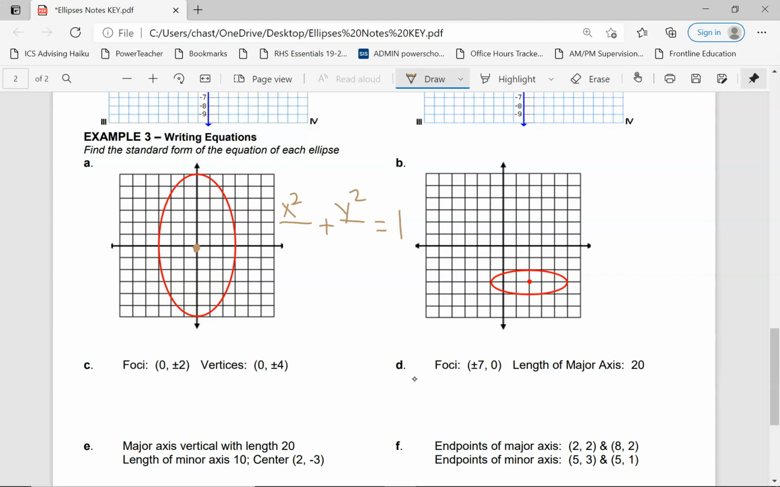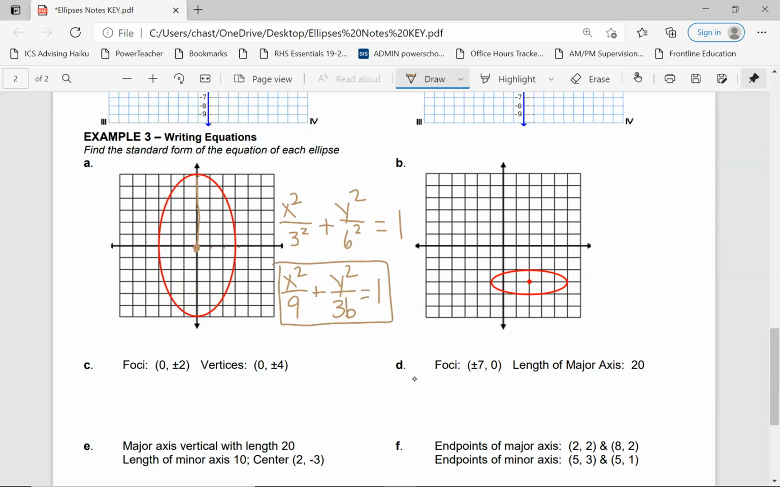My larger number is clearly going to be along the y-axis, so I need to put, let's see, 1, 2, 3, 4, 5. We go 6 up, so 6 squared. For my minor axis, 1, 2, 3, so 3 squared. And when I simplify this, I get x squared over 9 plus y squared over 36 equals 1. Okay.